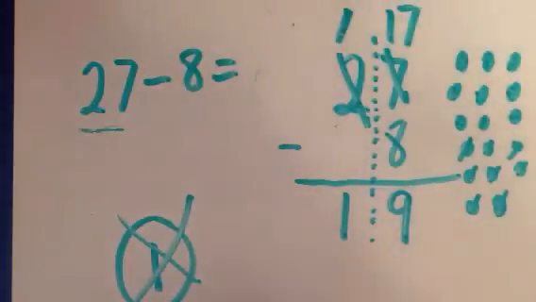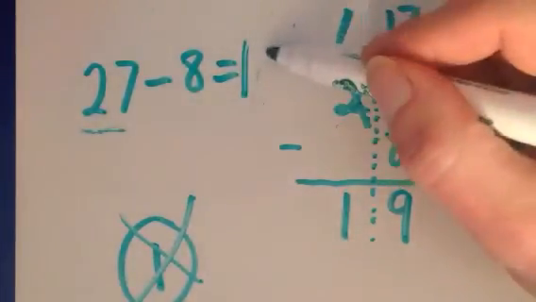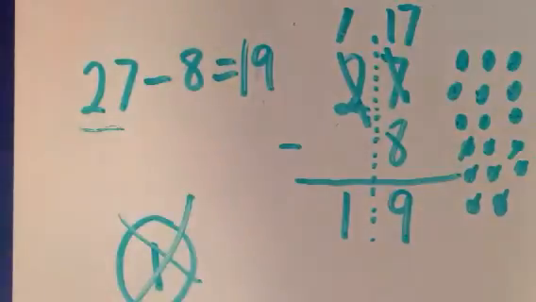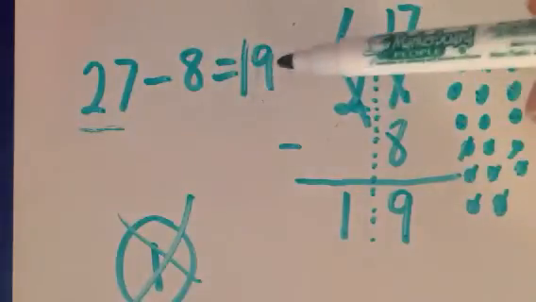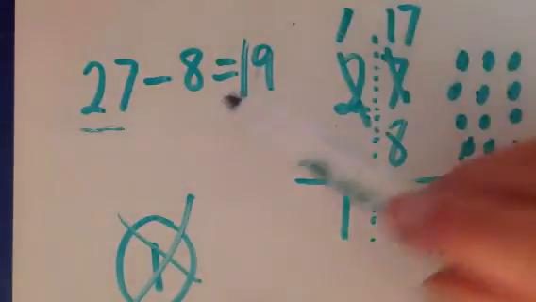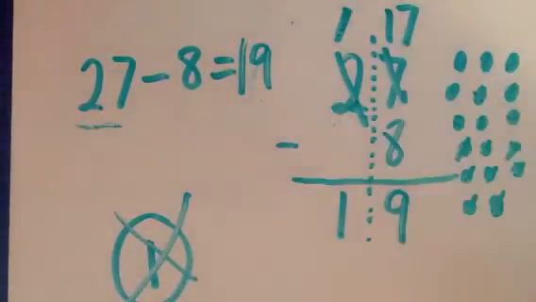So the answer, or the difference of 27 and 8, is 19. You could say this 2 ways. 27 minus 8 equals 19. Or I could say the difference of 27 and 8 is 19, right? That is how you do it.